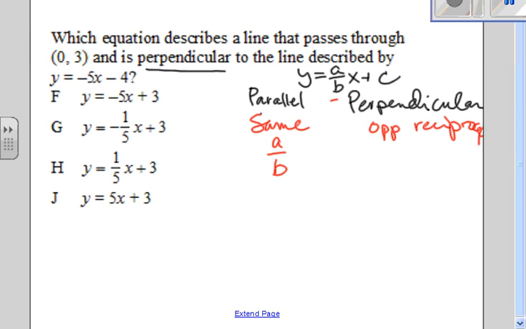Another way to say opposite reciprocal is that when you multiply the perpendicular slope with the original slope, they equal -1. Instead of a over b, you're going to do negative b over a. I'm going to erase this a over b because I don't want you to get confused. The perpendicular slope is negative b over a. Keep that in mind. Write this down in your notes area if you want. But that's how that goes.